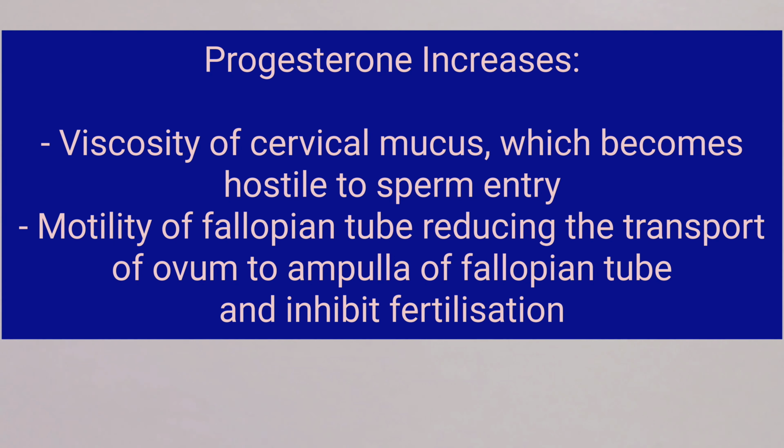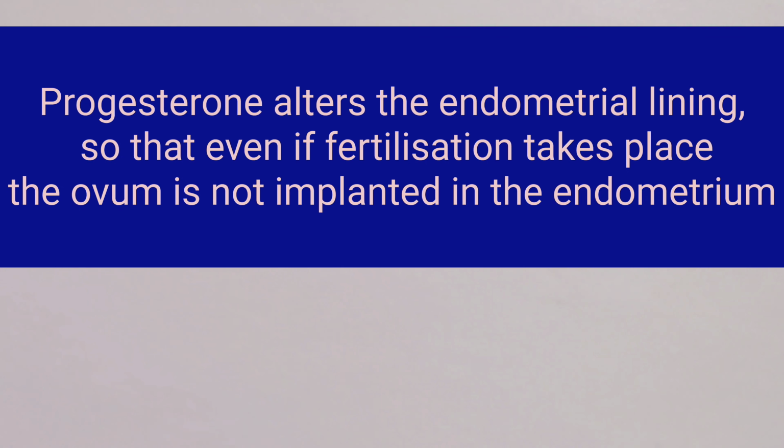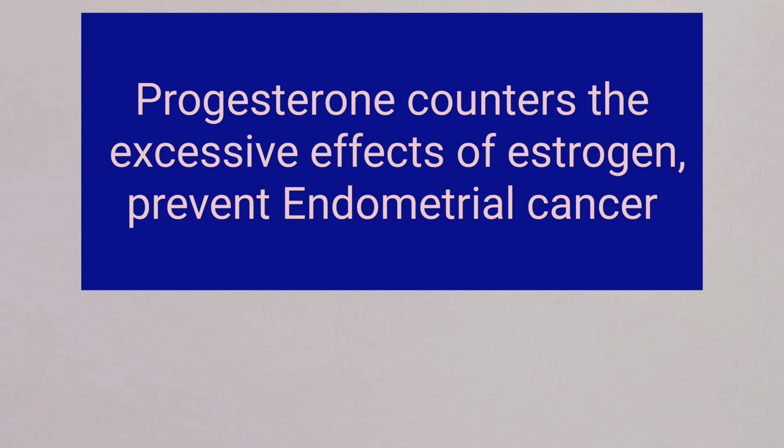Progesterone also decreases the motility of the fallopian tube, thus decreasing the transport of ovum and sperm to the ampulla of the fallopian tube where fertilization takes place. They may also alter the uterine endometrium so that even if an ovum is fertilized by chance, the fertilized ovum cannot be implanted. Also, progesterone counters the excessive effects of estrogen on the endometrium, thus preventing endometrial carcinoma.